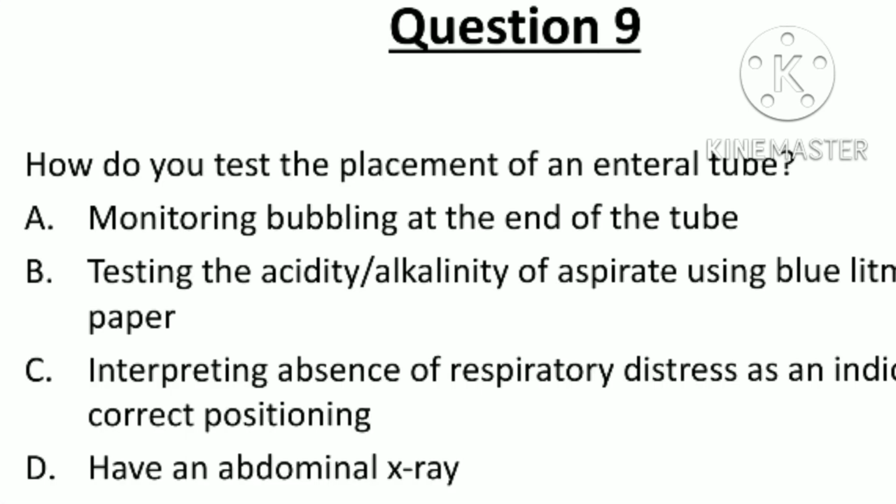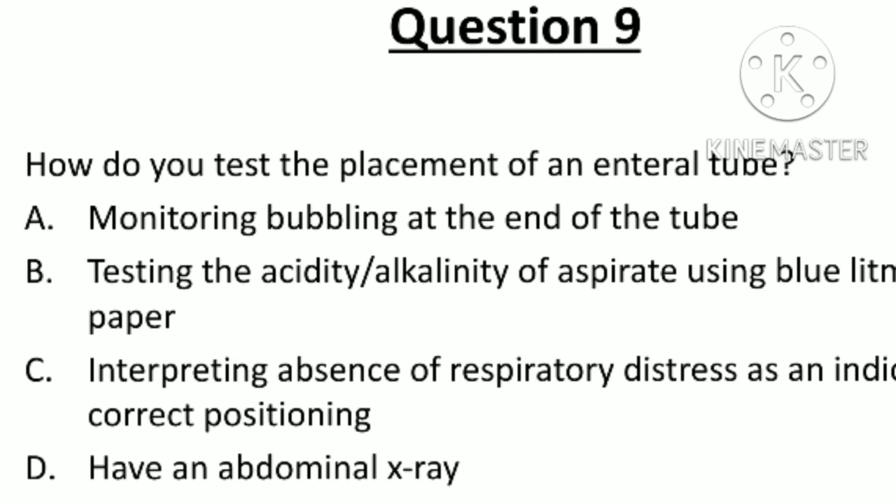So the 9th question is, how do you test the placement of an enteral tube? Enteral tube means we are using it for enteral feeding, the nasogastric tube. So A, monitoring bubbling at the end of the tube. B, testing the acidity or alkalinity of the aspirate using blue litmus paper. C, interpreting absence of respiratory distress as an indicator of correct positioning. D, have an abdominal X-ray. Usually after insertion we will confirm through the abdominal X-ray.